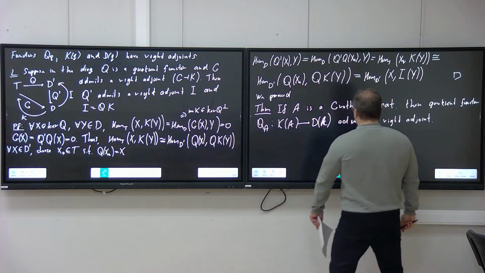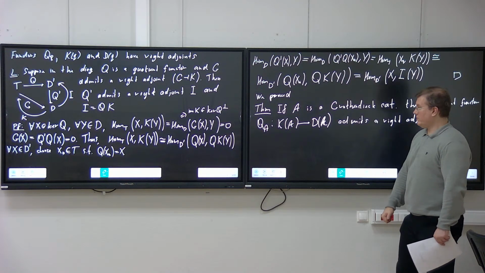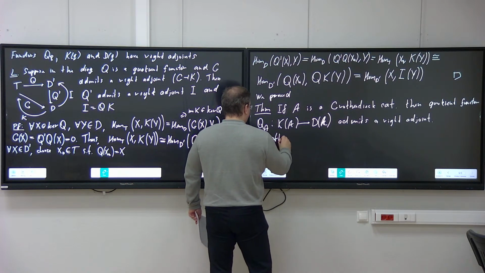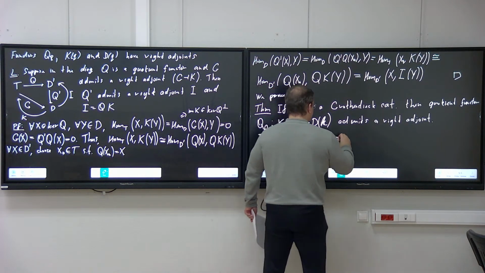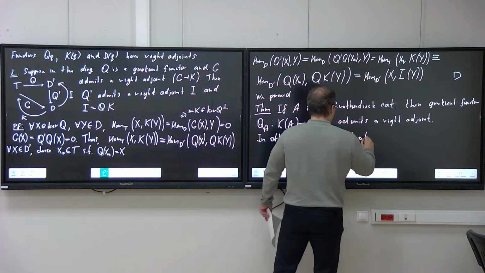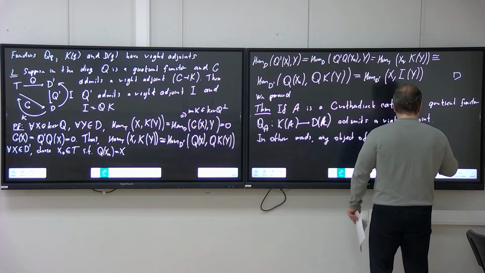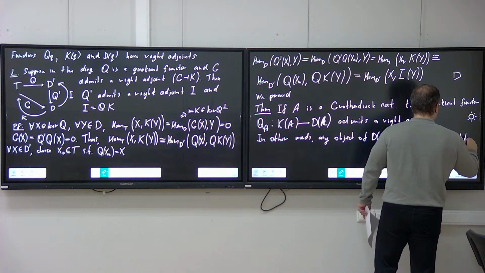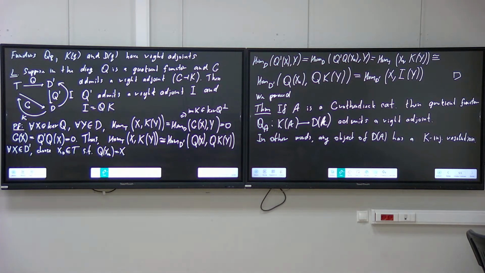But what's the result of a computation of this right adjoint on an object? That's exactly the k-injective resolution of an object. So in other words, any object of D of A has a k-injective resolution. So that was a long proof that we proved during a couple of lectures.